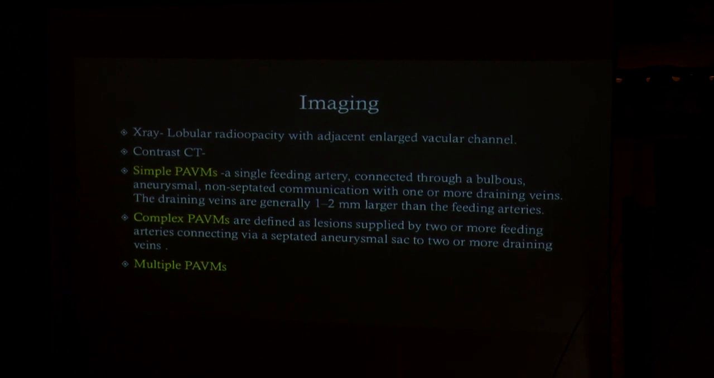And in complex types of pulmonary AVMs, the lesions are usually supplied by more than 2 feeding arteries, and they have 1 or 2 draining veins. And multiple or diffuse pulmonary AVMs are where you can see multiple pulmonary AVMs diffusely scattered in both lungs, and this is seen in hereditary hemorrhagic telangiectasia or Osler-Weber syndrome.